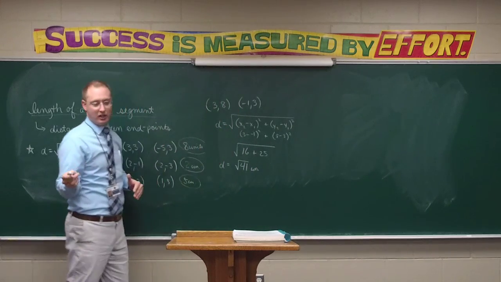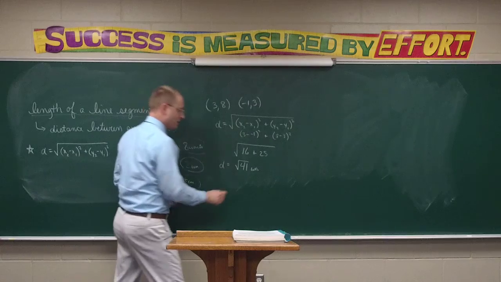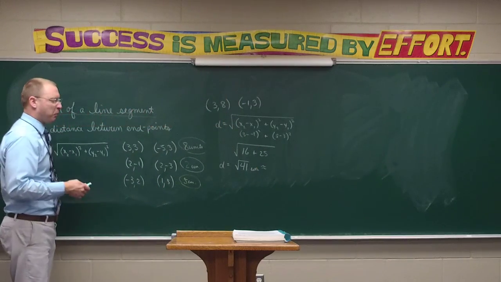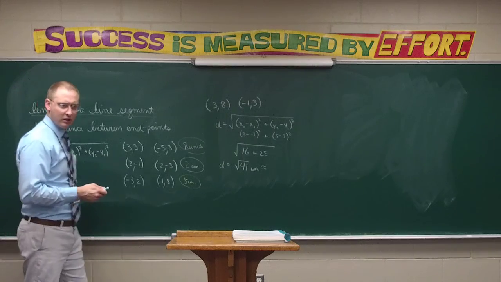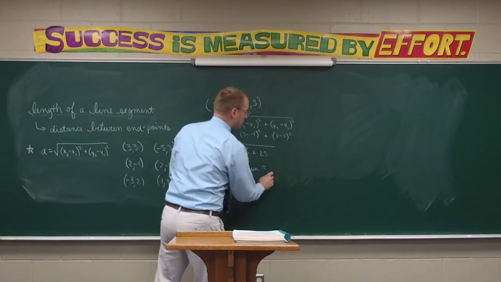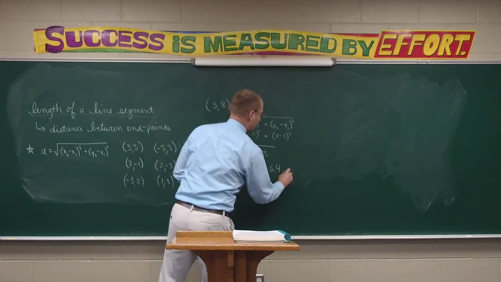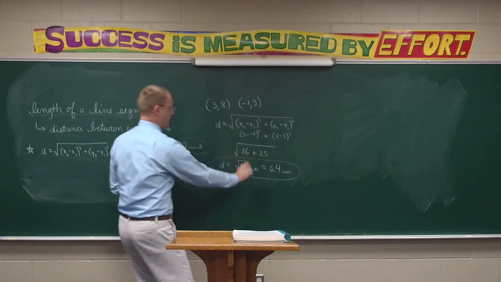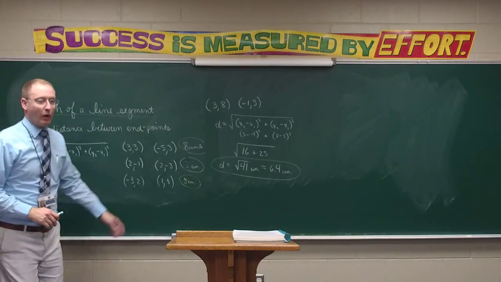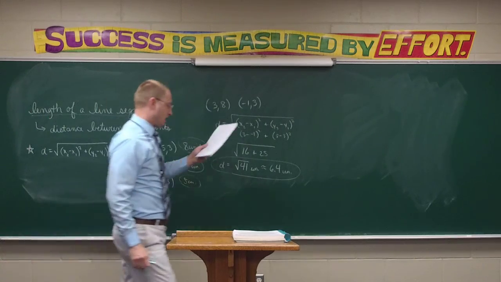Though if you have a calculator, go ahead and take the square root of 41, and let's get an approximate number. I'm thinking somewhere around 6.4-ish. What is it? 6.403. So 6.4 units, approximately that. Okay, easy enough. Let's take a look at another one.